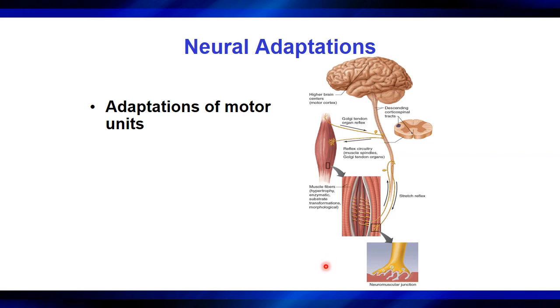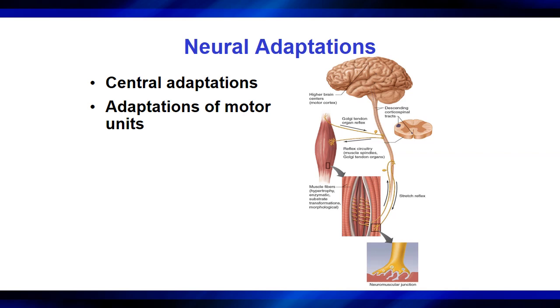Now, one of the questions I have, so we talked about this in class, is that we have adaptations of our motor units. So what did we define a motor unit as? That's going to be discussion question number 1. Okay, what is a motor unit? And we have central adaptations that occur.